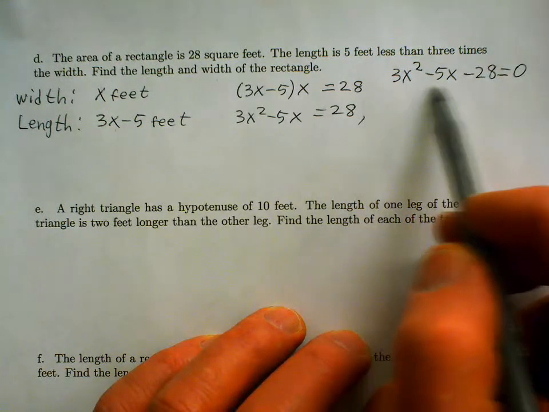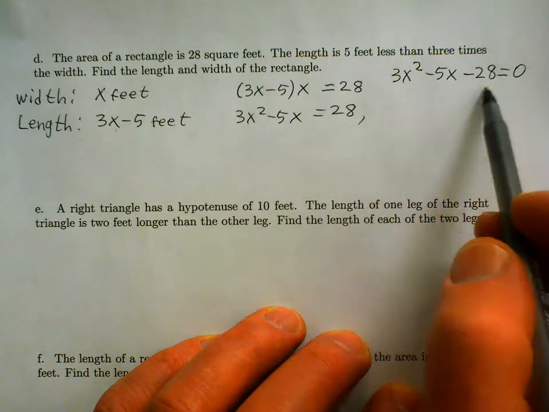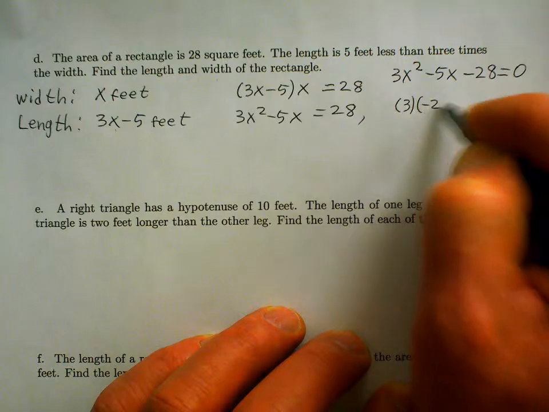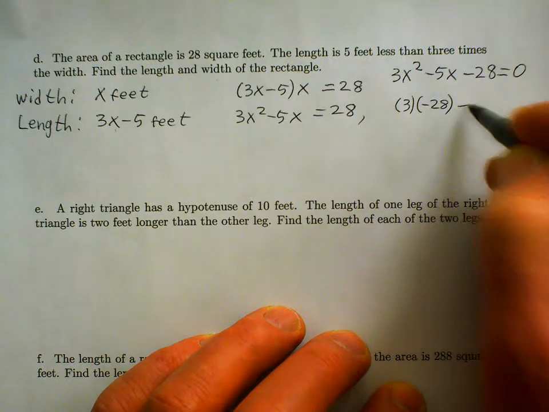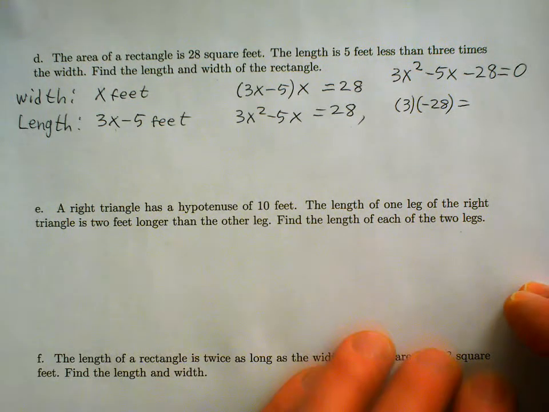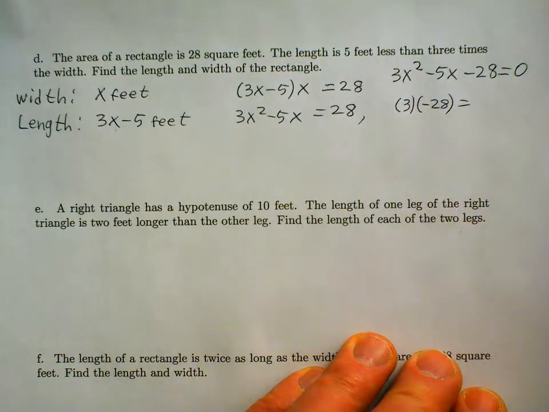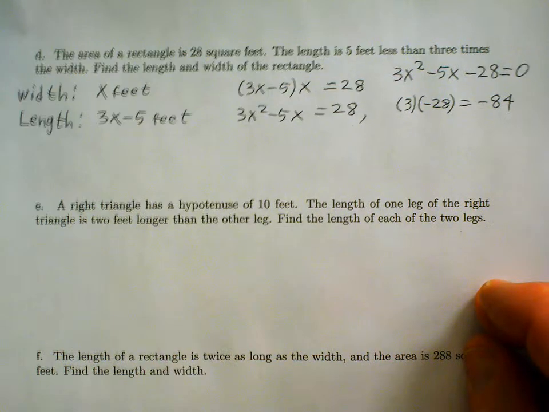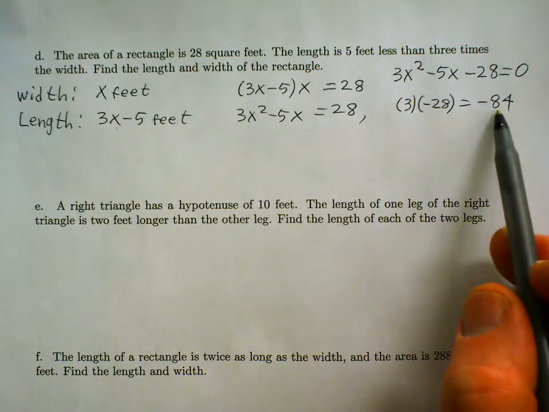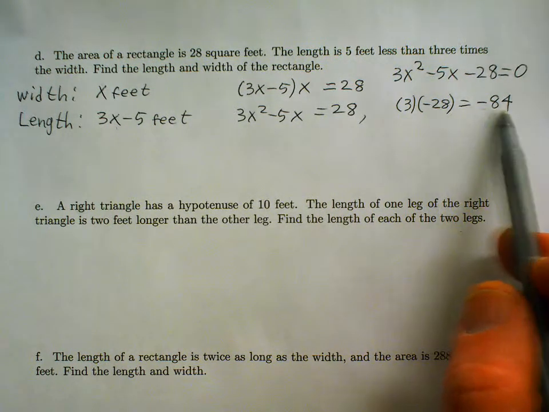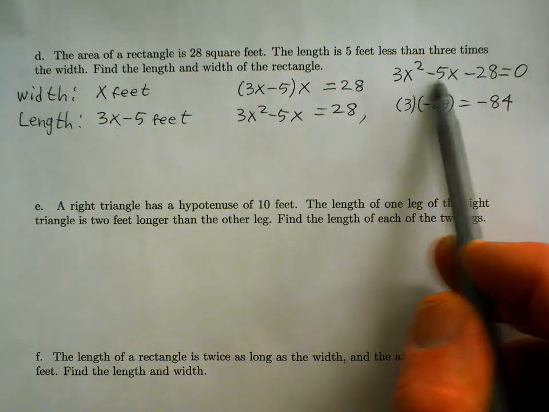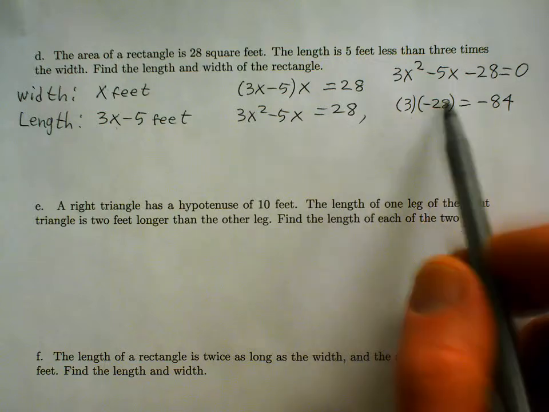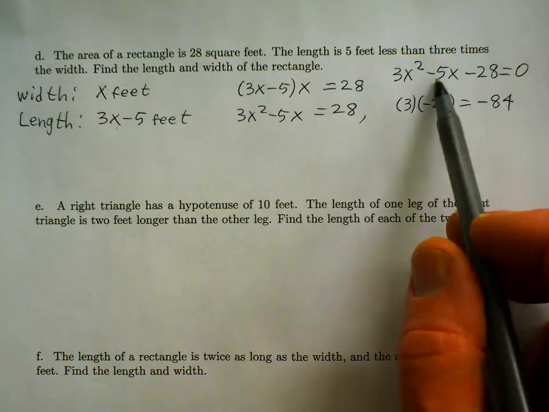The greatest common factor is 1, so we apply the AC method. 3 times negative 28 is negative 84. We want to find two integers that have a product of negative 84 and a sum of negative 5. So the one with the largest absolute value will be negative.